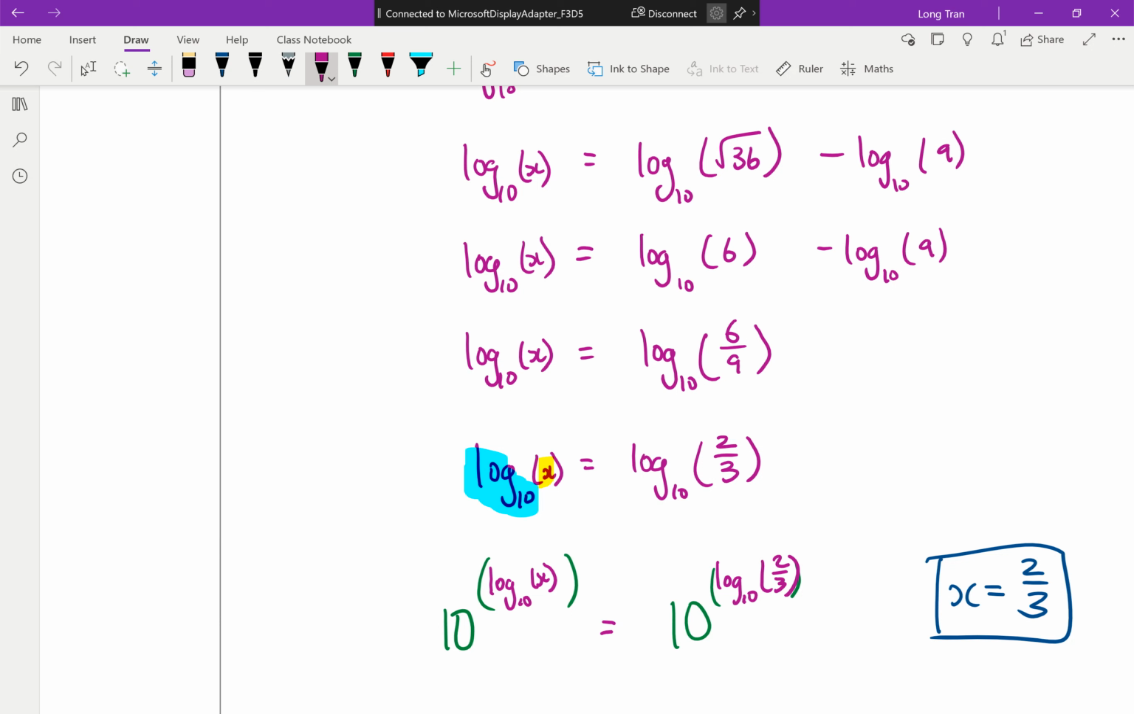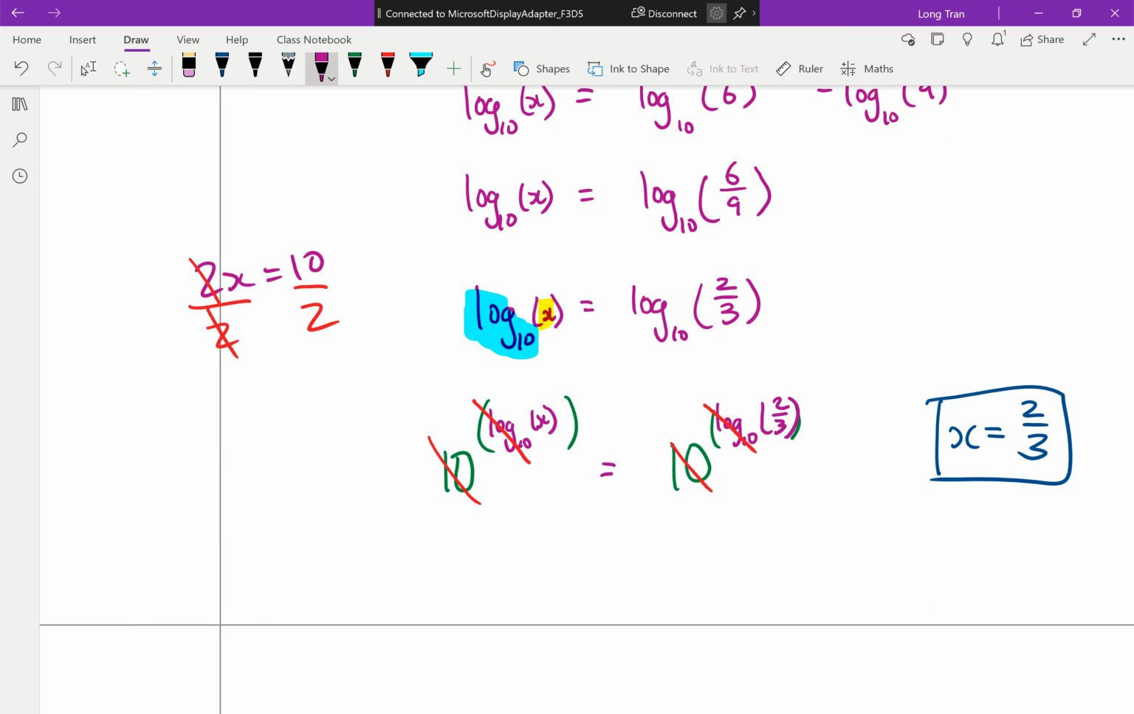See, if you can do 2x equals 10 and you'd say, oh yeah, divide both sides by 2, I'm doing exactly the same thing. It just looks different. Here you would have said 2 divided by 2 cancels out. Then why can't I say 10 to the power of log base 10 cancels each other out too? It's an inverse. So they should cancel out. These two cancel out. And so what are you left with? X equals 2/3. Very good.